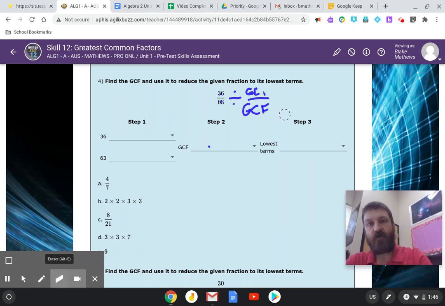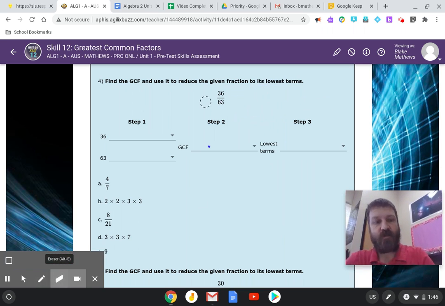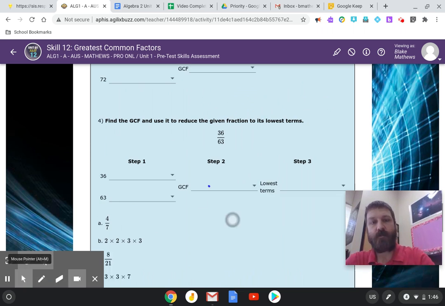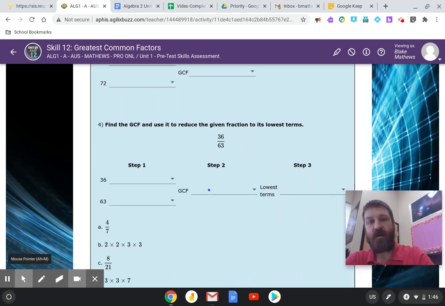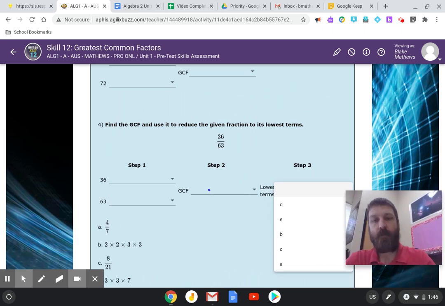And so that's pretty much it. So again, the last step on these is just to take the greatest common factor. Everything up to that point is the same. Divide 36 and 63 by that and find the lowest terms of that fraction.